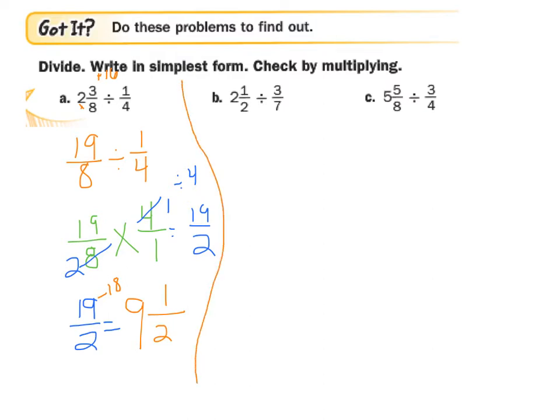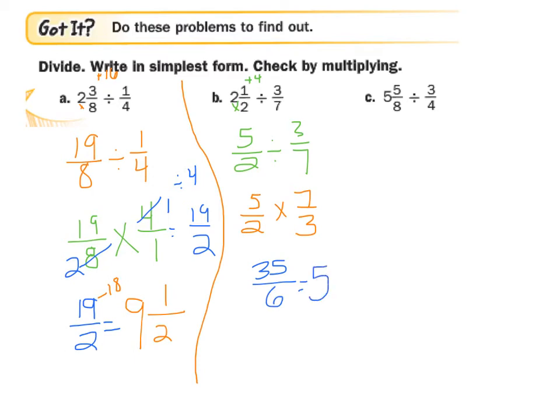Alright, let's try the next one again together. So I'm going to take 2 times 2, which is 4, and add it to my numerator, and I get 5 halves divided by 3 sevenths. I'll keep, change, flip. 5 over 2 times 7 over 3. And unfortunately for us, there is no simplifying to be done ahead of time. So 5 times 7 is 35, and 2 times 3 is 6. And I know 6 can come out of there 5 times. Uses up 30, so I'm left with the remainder 5 over 6.